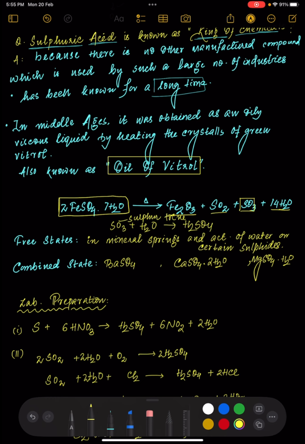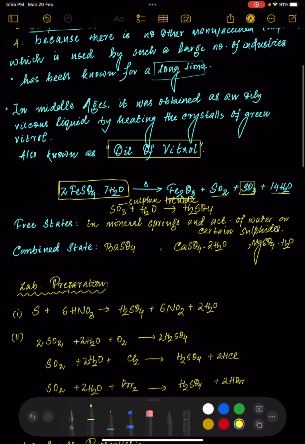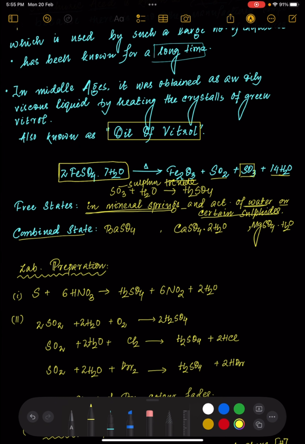Occurrence of sulfur trioxide: in free state, it is seen in mineral springs and in the action of water on certain sulfides. In combined state, it is seen in BaSO4, that is barytes, and CaSO4.2H2O, that is gypsum, and MgSO4.2H2O, that is kieserite.